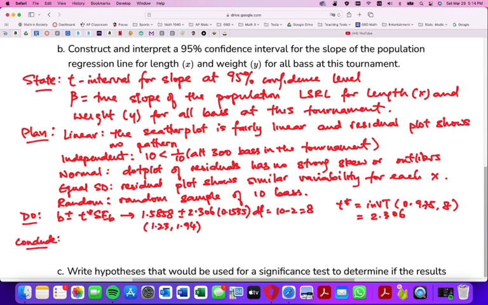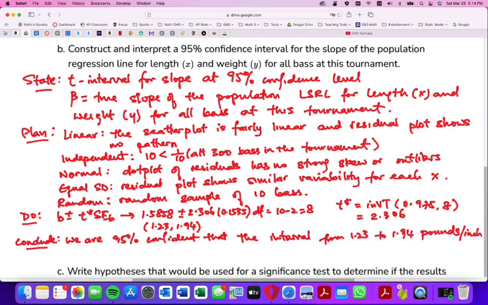So let's conclude. We are 95% confident that the interval from, so this is pretty standard, right? It's always the same way we answer for any kind of interpretation, any kind of conclusion for interval. This is how we write it: we are 95% confident that the interval from 1.23 to 1.94 pounds per inches.